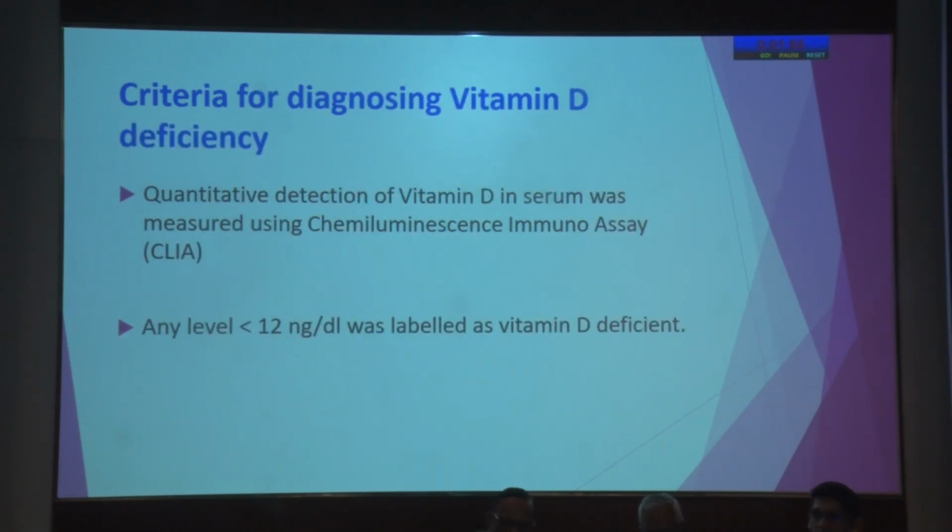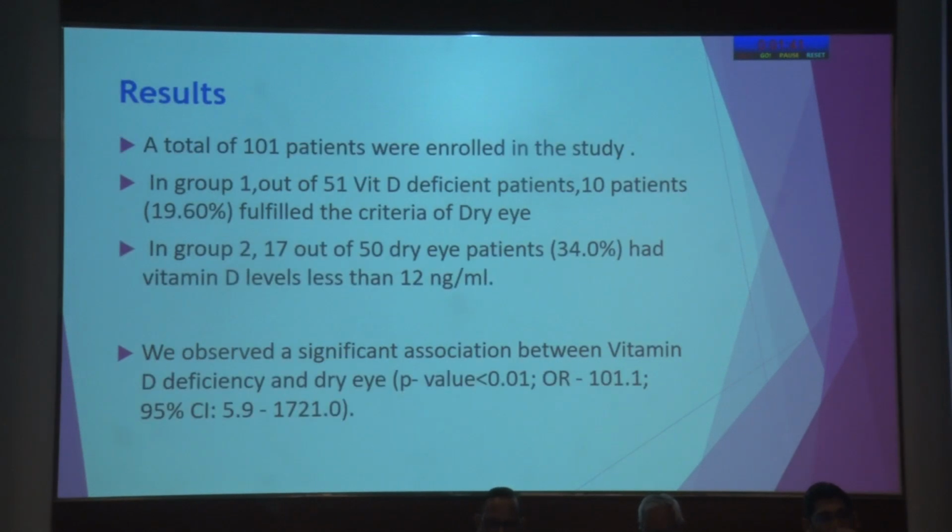The criteria for diagnosing vitamin D deficiency was by using chemiluminescence immunoassay, and levels less than 12 nanogram per dL were labeled as vitamin D deficient. In group 1, out of 51 vitamin D deficient patients, 10 patients, that is 19.6%, fulfilled the criteria for dry eye, and in group 2, 17 out of 50 dry eye patients had vitamin D levels less than 12 nanogram per dL. We observed a significant association between vitamin D deficiency and dry eye, with a p-value less than 0.01.